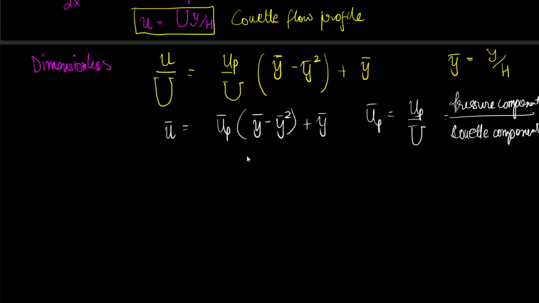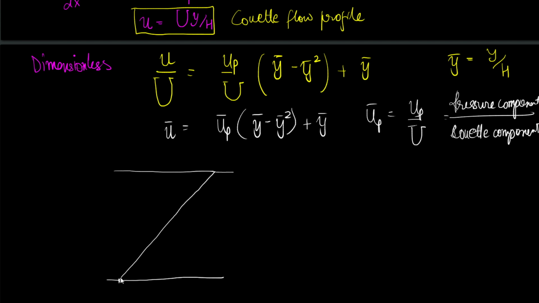But if the plane Poisson component, that is UP, is quite small compared to capital U, then you will obtain more or less a linear profile. I'll just draw some profiles. Obviously these are not computer generated. So in the absence of any pressure driven flow, this will be the profile. These are just schematics.